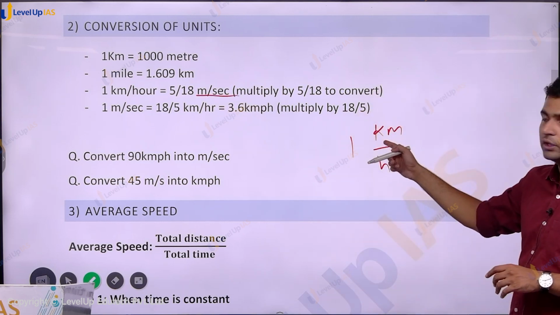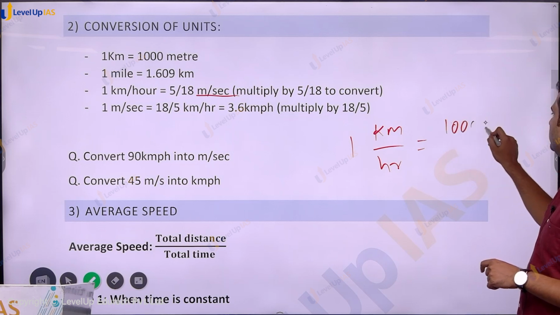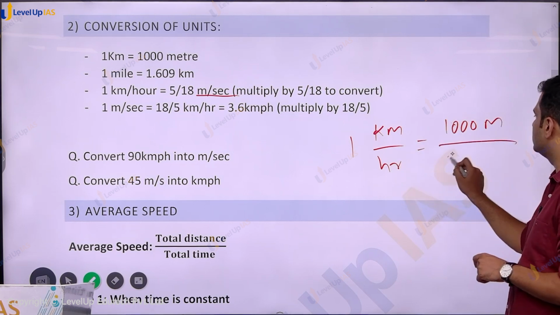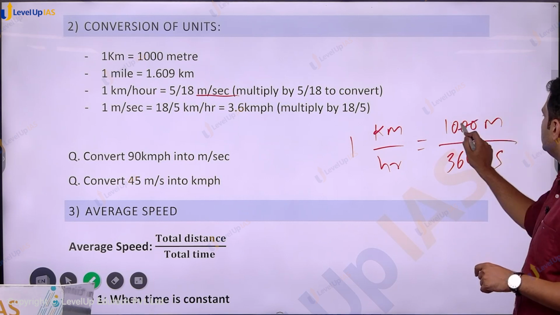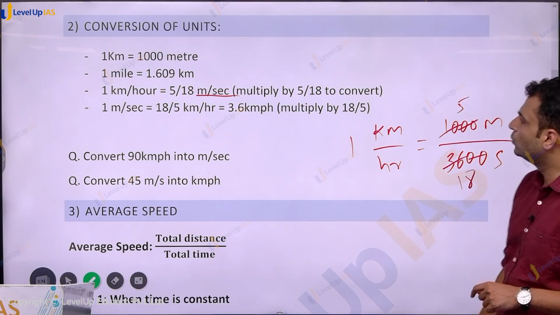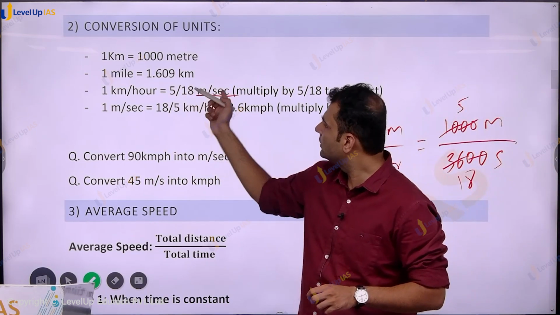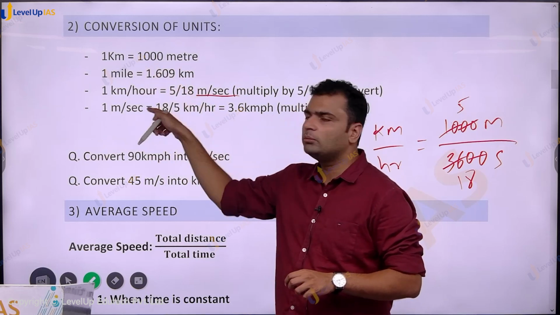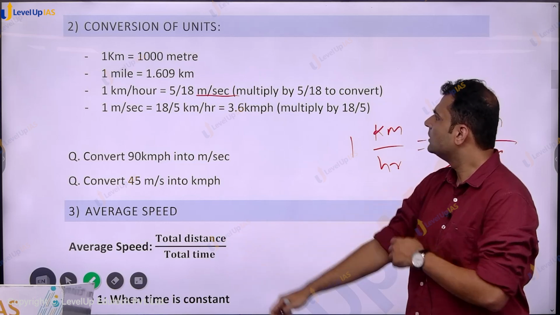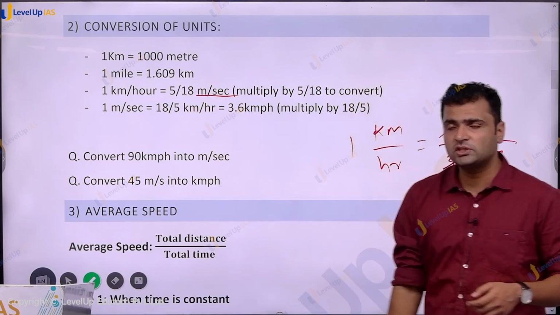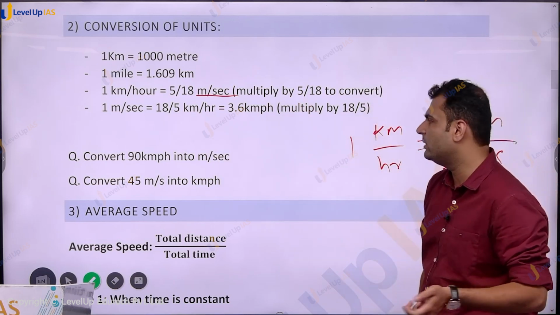We want to convert kilometer into meter, which is 1000 meters for 1 kilometer, and 1 hour is 3600 seconds. So if you reduce it, it is 5 by 18. So 1 kilometer per hour is 5 by 18 meter per second, and for 1 meter per second, just take 18 there and 5 in the denominator, it will be 18 by 5 kilometer per hour, which is around 3.6 kilometer per hour. So if you want to convert any kilometer per hour into meter per second, multiply by 5 by 18, and from meter per second to kilometer per hour, multiply by 18 by 5.